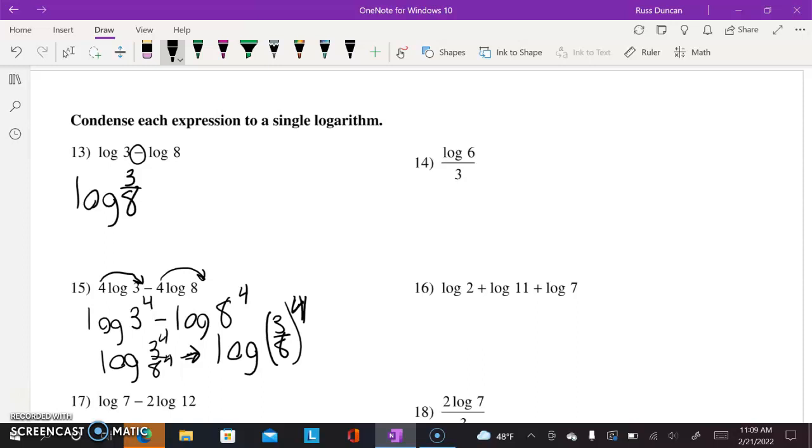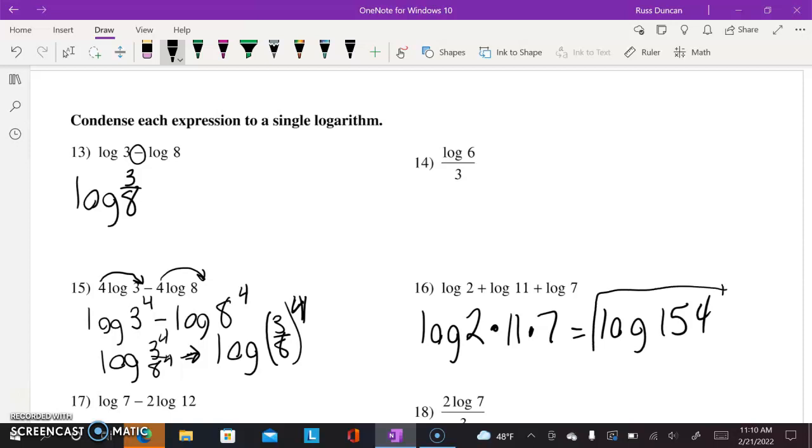On number 16, because it's addition, I'm going to do log base 10 of 2 times 11 times 7. And yes, you can go ahead and multiply those together. So 22 times 7, 14, and 14, 154. I'm going to check on my calculator. I believe I'm good on my math, but let me double check. Yep, okay. So this would be my condensed answer.